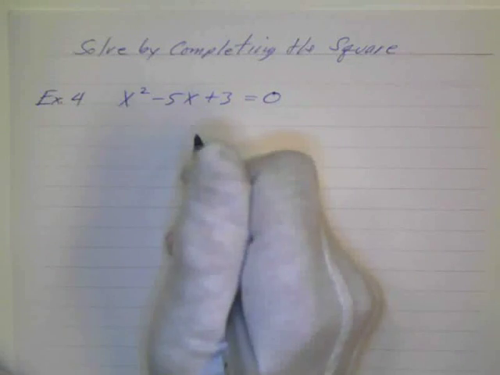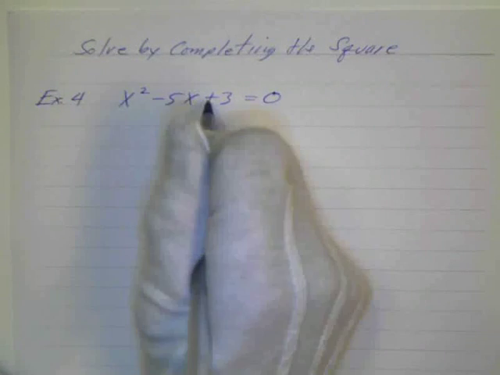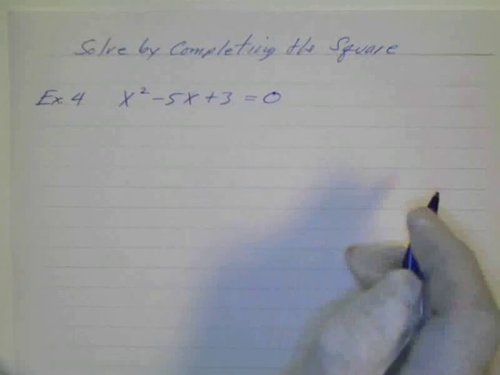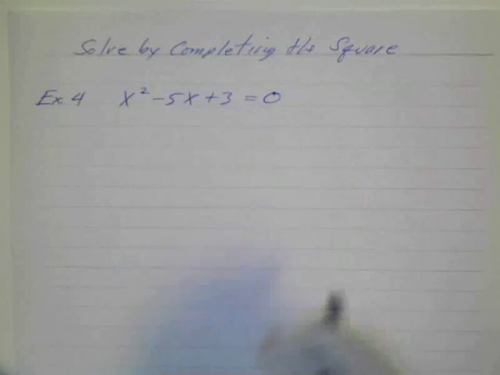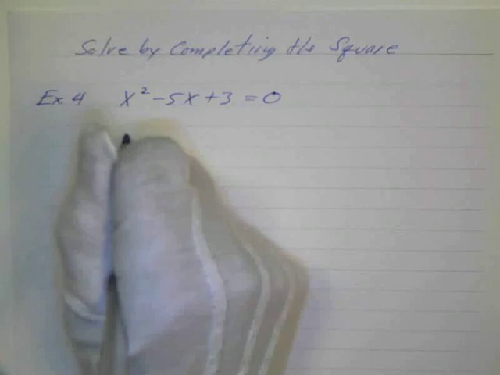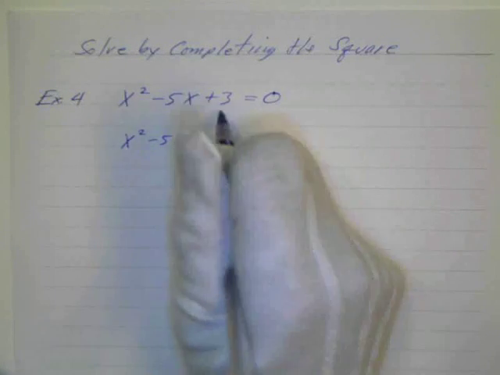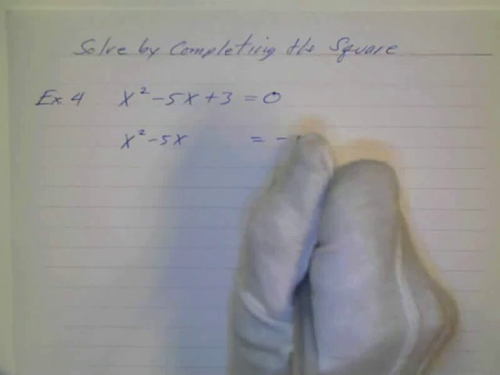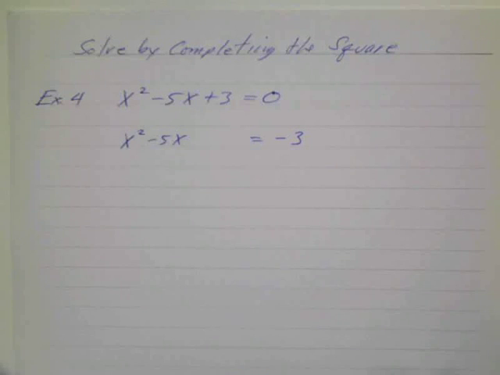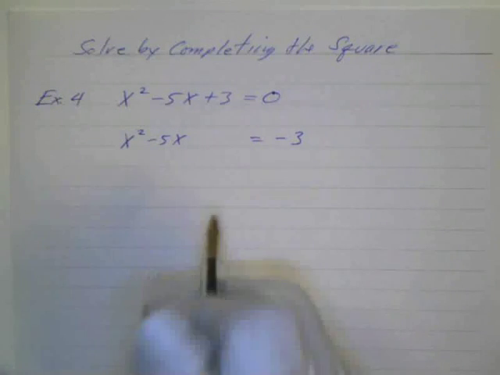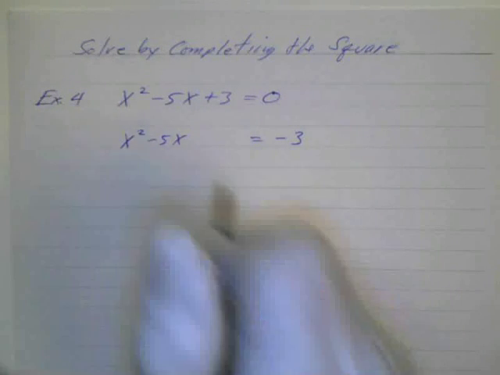So what we'll do first of all is isolate the x squared and the 5x. I'll just subtract 3 from both sides. So I've got x squared minus 5x, and if I subtract 3 from both sides, that's going to be equal to negative 3. And then we know we're going to create or build a trinomial square.